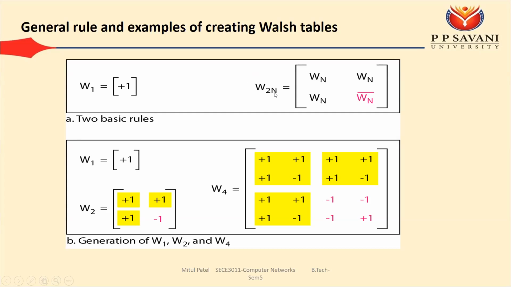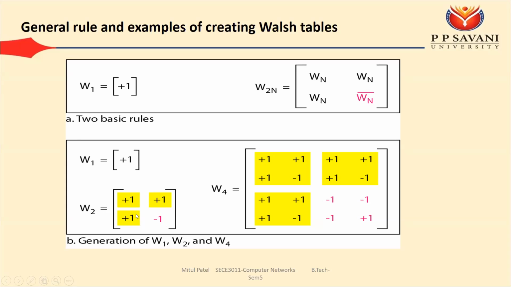So how is W2 created? W1, W1, W1 and W1 bar. Then we can create W4. So the Walsh table is always a multiple of 2: W1, W2, W4, W8, W16, W32, W64, like that. Given W1, how can we create W2? W2 is W1, W1, W1 and W1 bar. W1 is +1, so W2 is +1, +1, +1, and W1 bar is -1. So this is our W2.